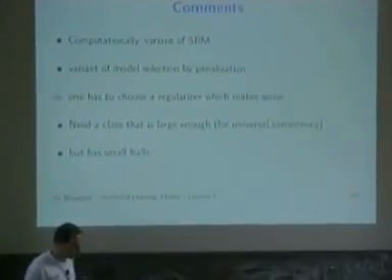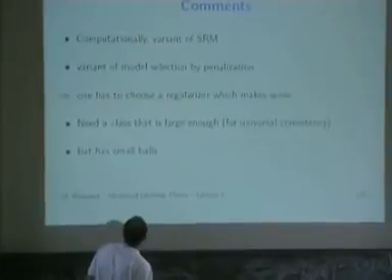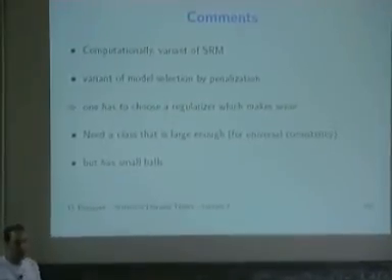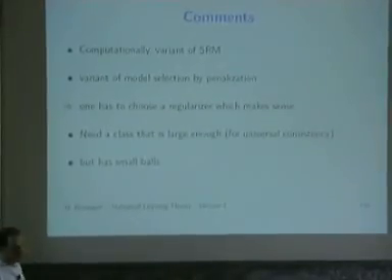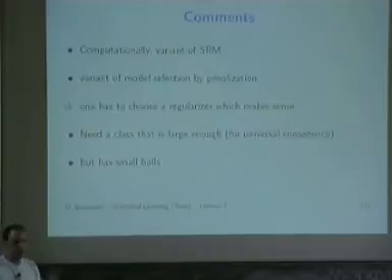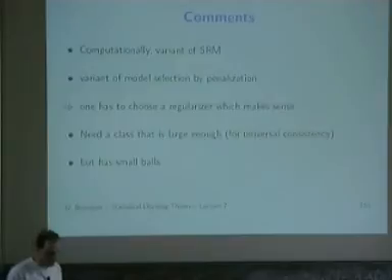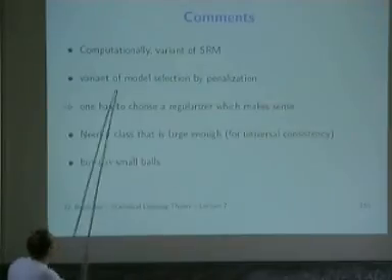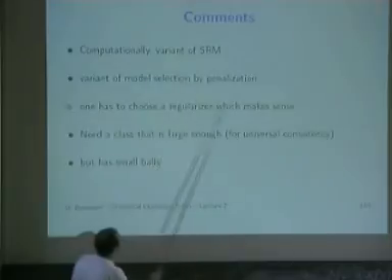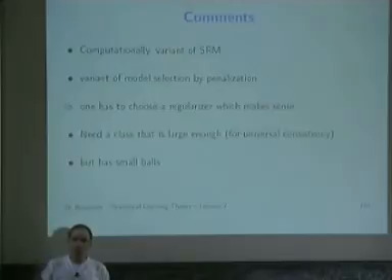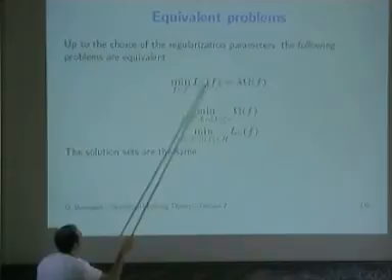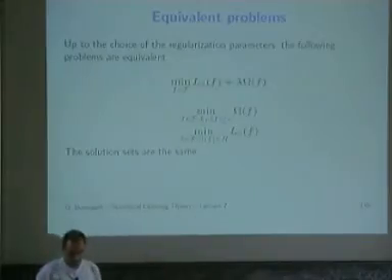Okay, so some remarks. In some sense, they are all variants of this SRM principle that we presented, because what we do is nothing but trying to trade off complexity and error. It's also a variant of what is called model selection by penalization, where we have a set of models and we try to find the best one, adding a penalty to the error. So they all boil down to this problem somehow.